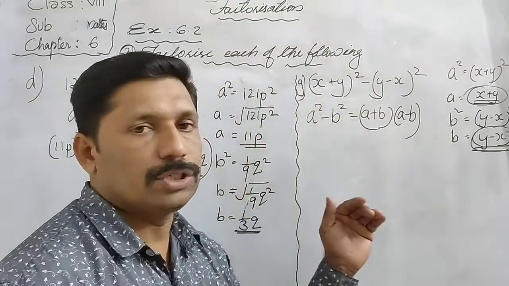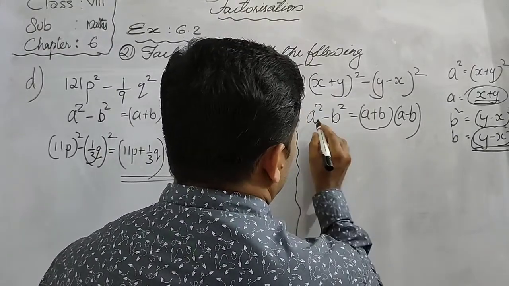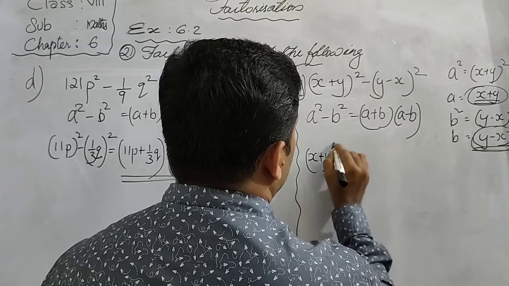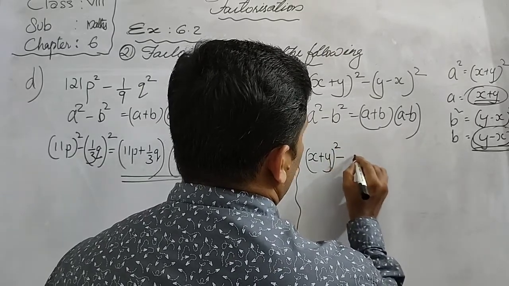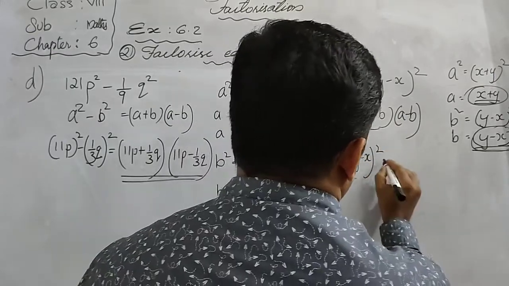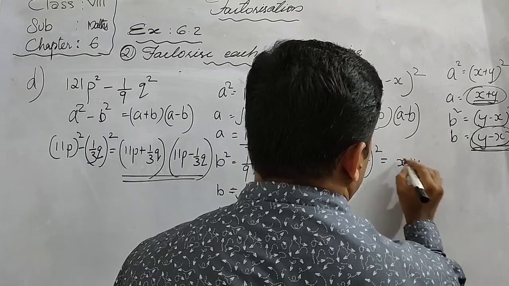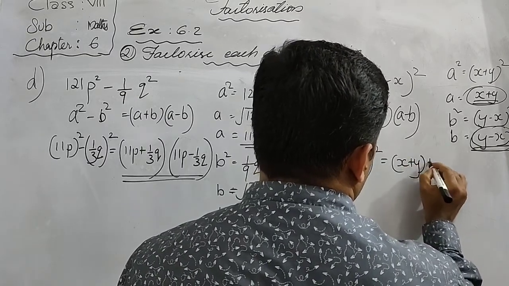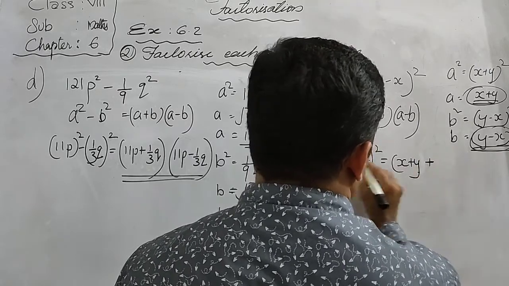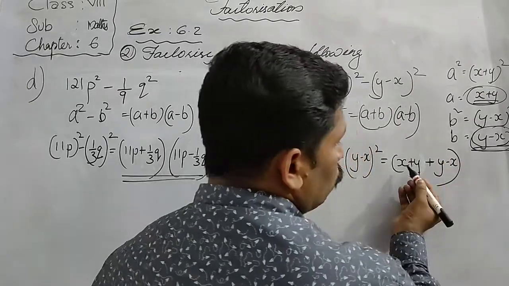So we can use the property a square minus b square. a means it is x plus y. (x plus y) all square minus (y minus x) all square is equal to a plus b into a minus b. What is a? a means x plus y. Here we can write in a common bracket a plus b, where b means y minus x. And this is only a plus b.